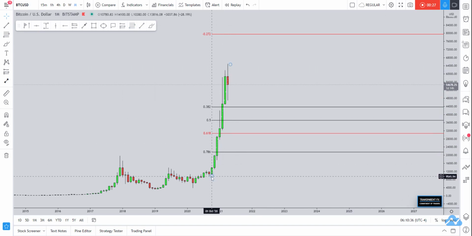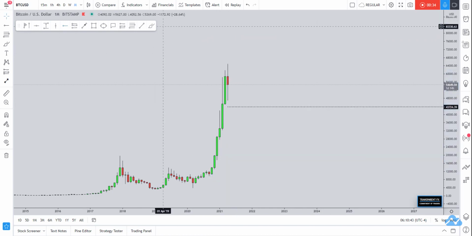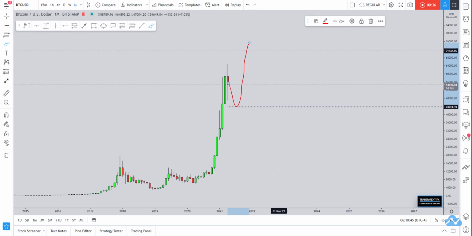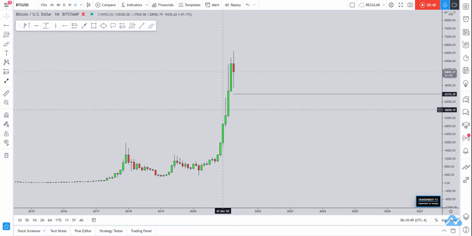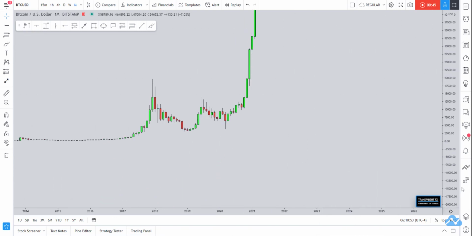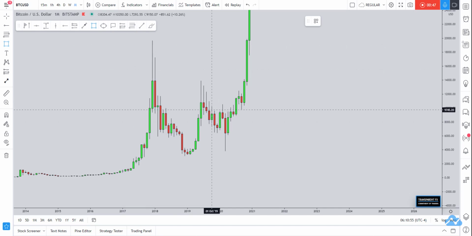Now, in this case, the impulse leg is from this low to this high. So we want to see the market provide a correction at least to this area here before the continuation to the upside. We can also see that we don't have any structure in all this impulse. The last structure that the market has provided here on BTC USD dates back to this level here.